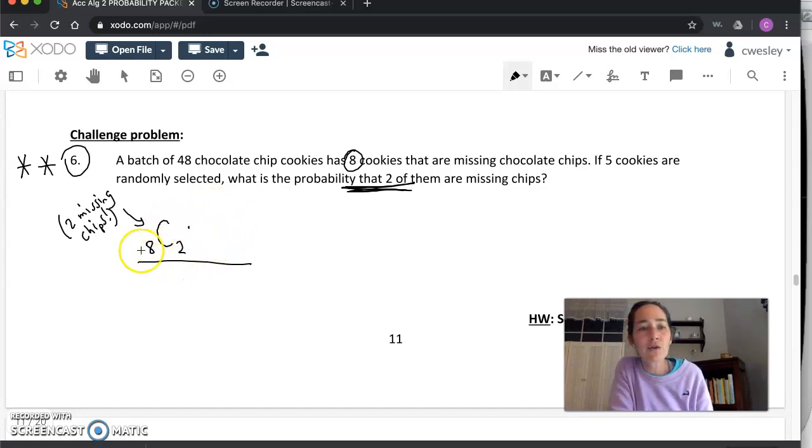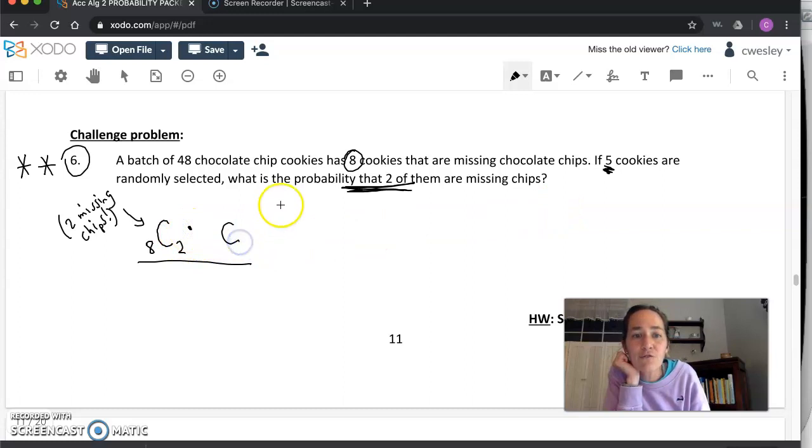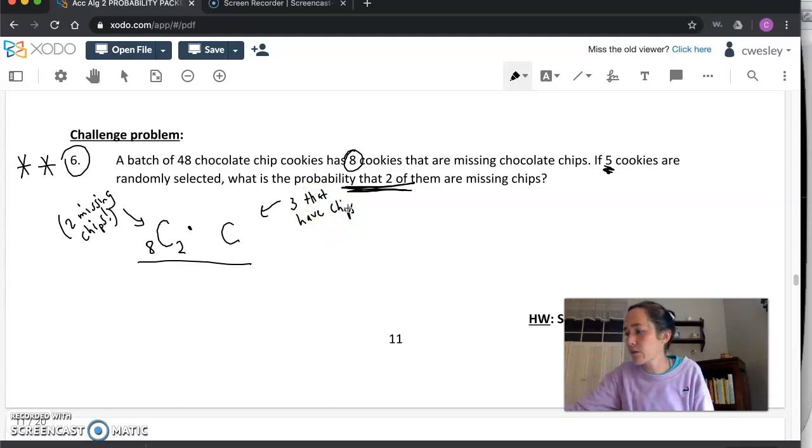But this is the way you can pick 2 that are missing chips out of 8 total. Well, you still are selecting 3 more cookies, and we have to account for that. That's going to give you more ways this could occur up top. So times a combination for the 3, we need to pick 3 that have chips in them, right? Okay, so the 3 that are there.